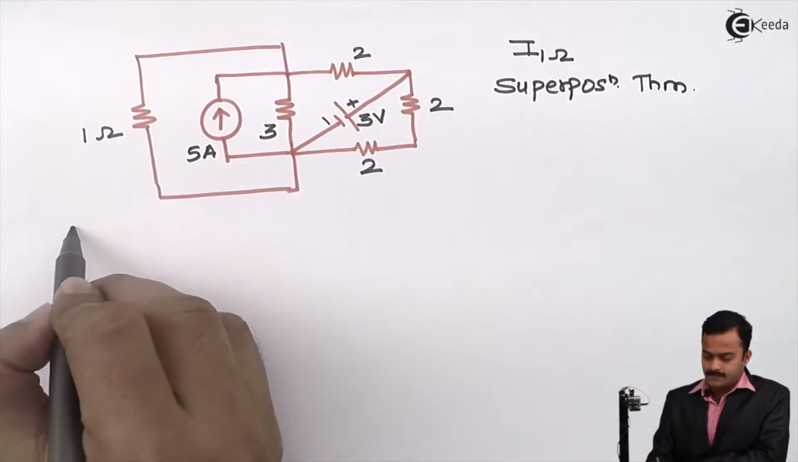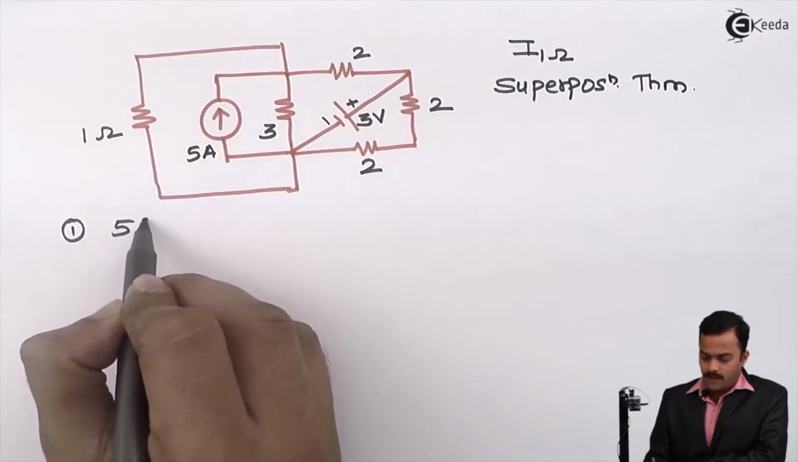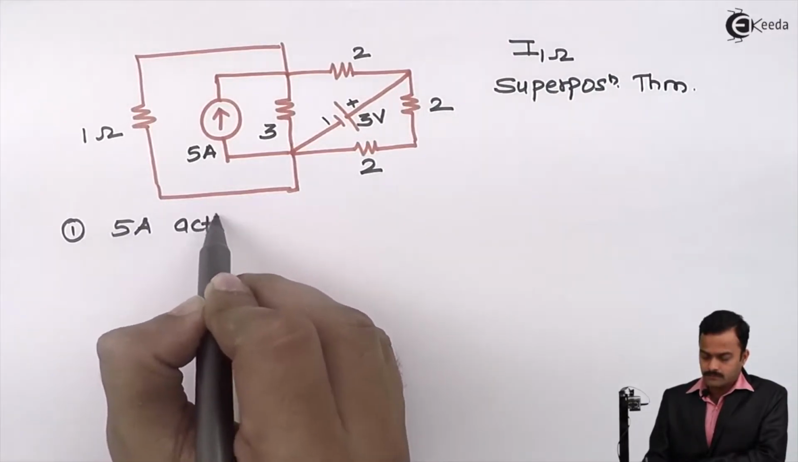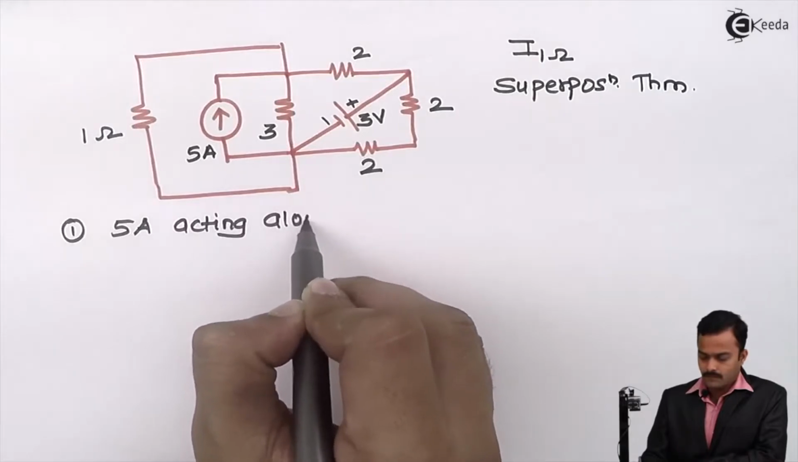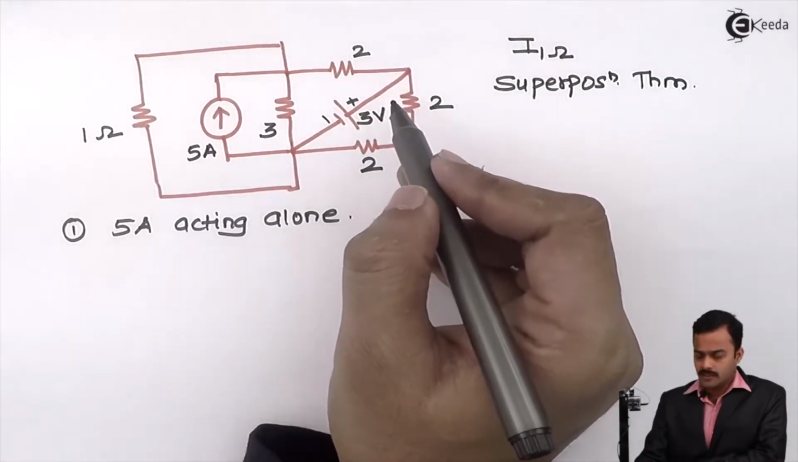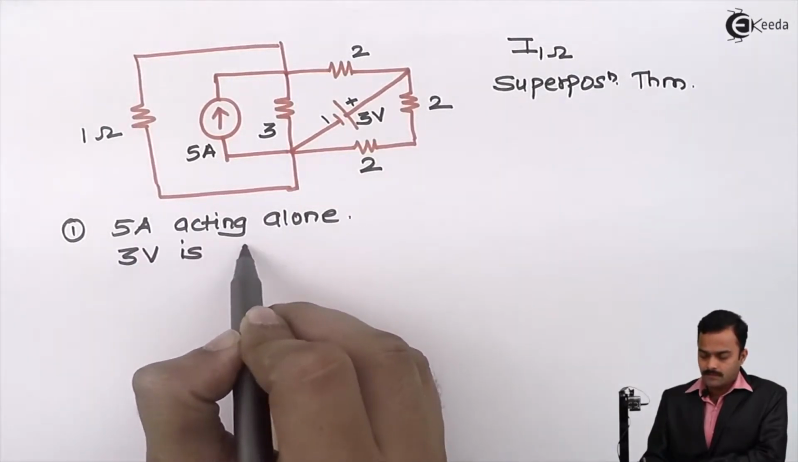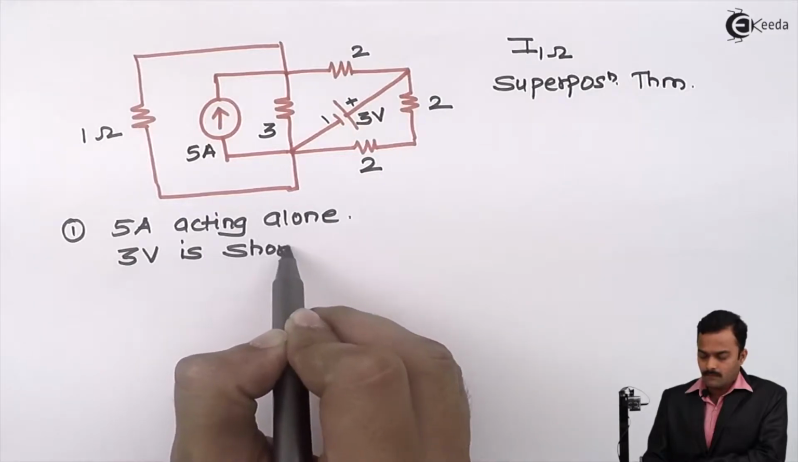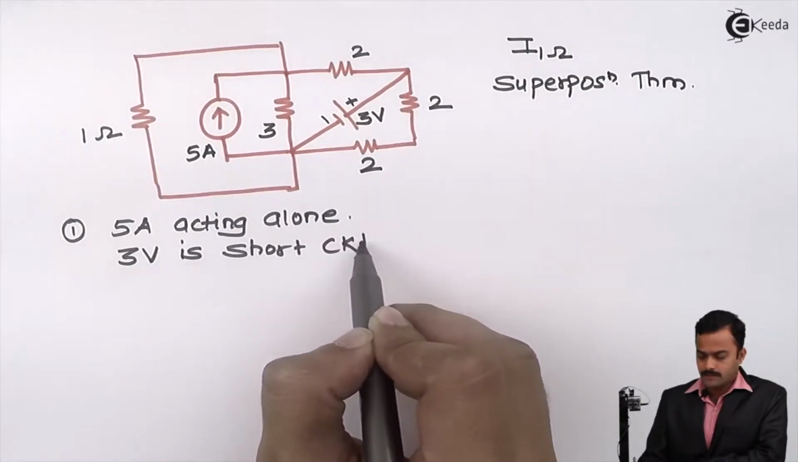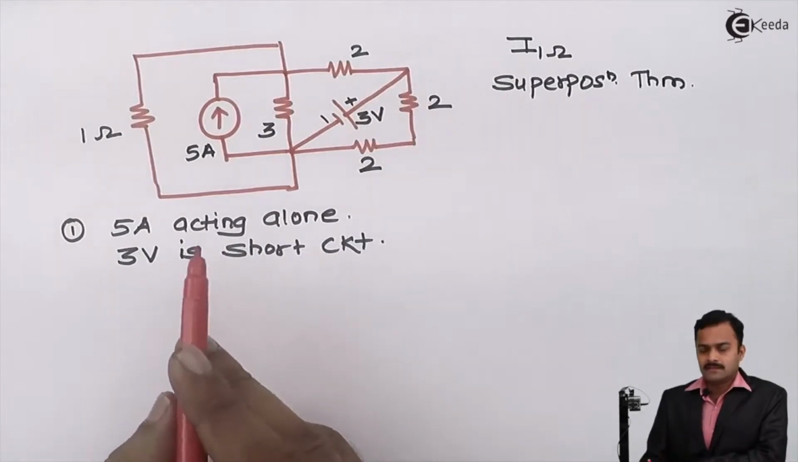So let's start. First, I will consider 5 ampere acting alone. The only source left is a 3 volt. Being a voltage source, we need to short circuit it. So 3 volt is short circuited. So I will get structure like this.